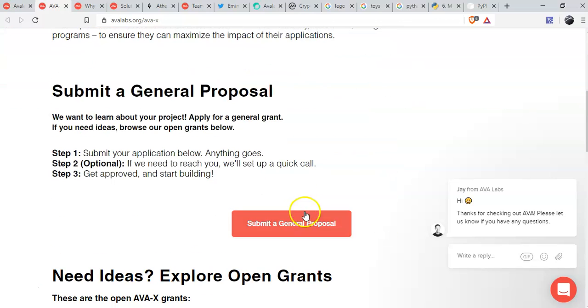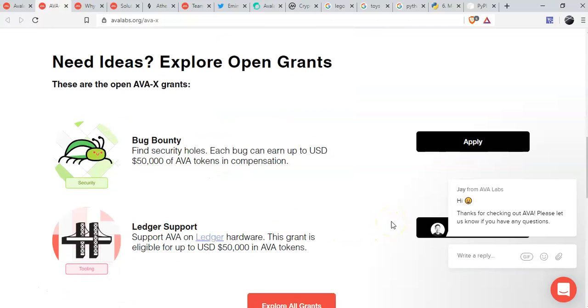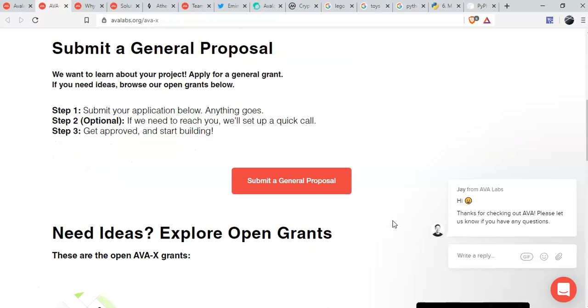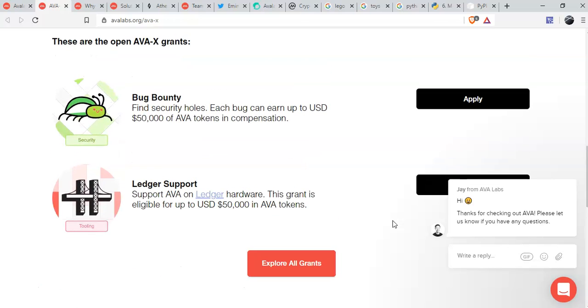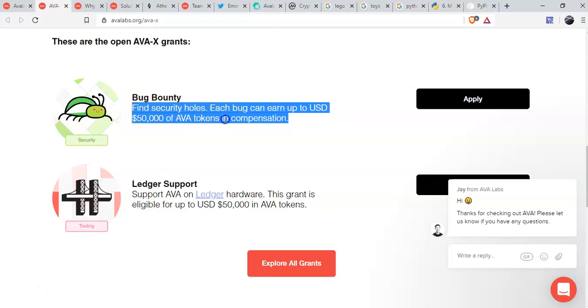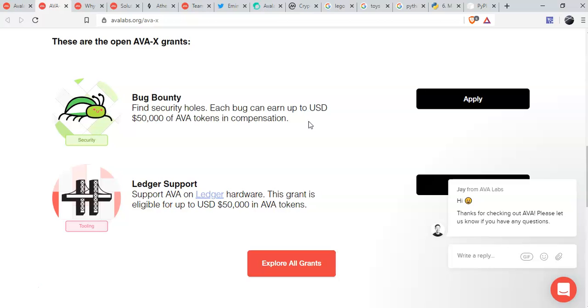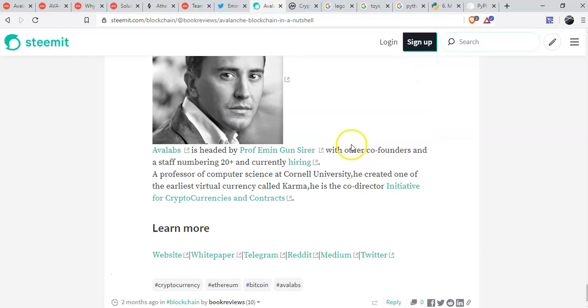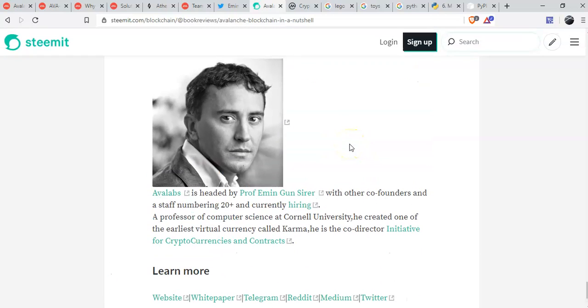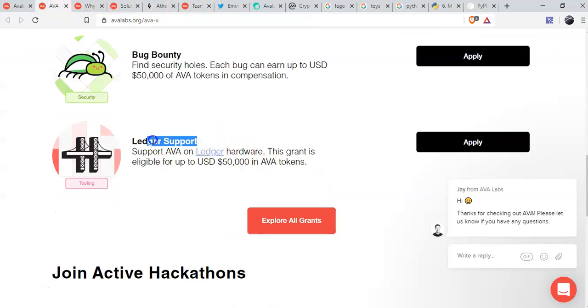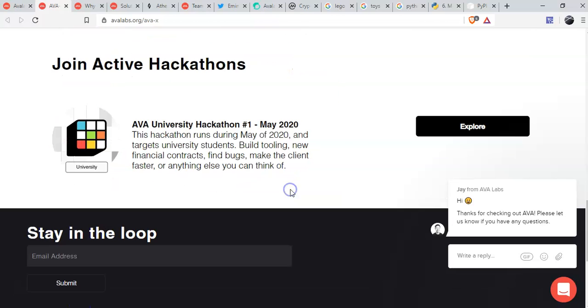So, if you have an idea, simple, submit a proposal, and your idea will be vetted. If they see that this idea is good, great, they give you funding. And if you know about security and you find bugs in the system, there is $50,000 for any bug. I was even listening to Professor Emin, who said that they purposefully put about 4 bugs inside the system. So you could find those. And if you add Ledger support, you can end up with up to $50,000.